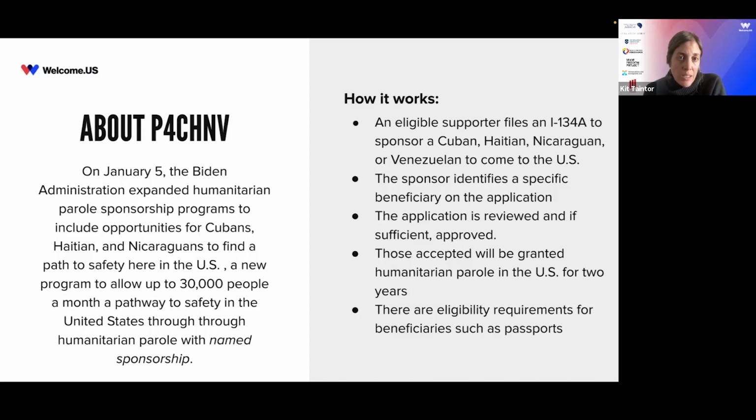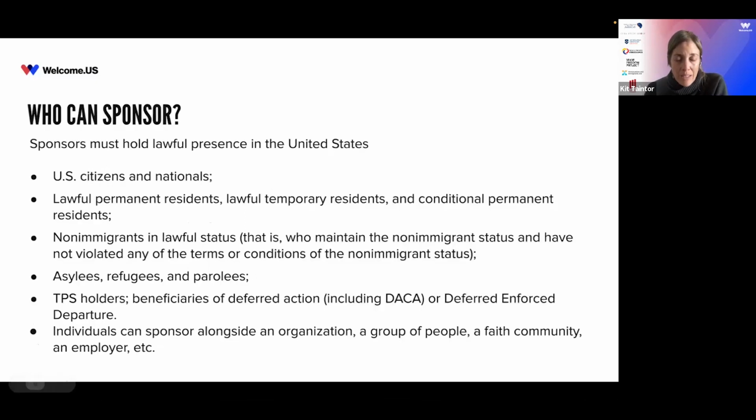But before we get too into the weeds about the CHNV program, let's take a moment to talk about sponsors. Remember, sponsors are the lifeline for those fleeing Cuba, Haiti, Nicaragua, Venezuela, and Ukraine. And therefore, sponsors have superpowers should they choose to use them. Sponsors must hold lawful presence in the United States. So that could include US citizens and legal permanent residents. That could include folks that reside and work in the United States on DACA. That includes people who are here and have been granted temporary protected status. It includes asylees. It includes recently arrived refugees. And really, really importantly, it also includes other parolees who have come in previous years through other programs.